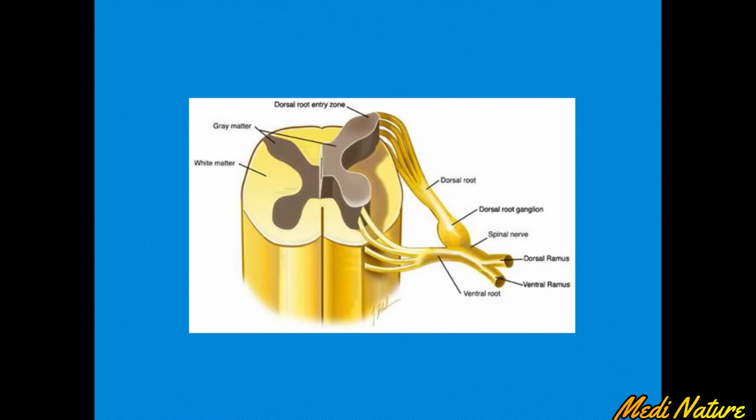Here you can see again how these rootlets arise from the surfaces of the spinal cord and how they get combined to form the dorsal and the ventral root, and how the dorsal root and the ventral root combine with each other to form a spinal nerve. And there in the dorsal root there is a dorsal root ganglion.